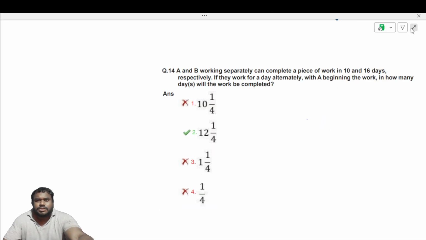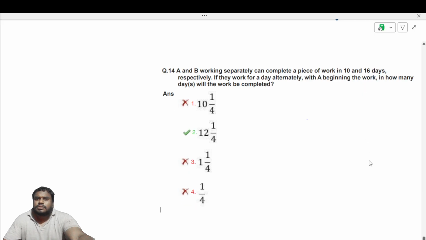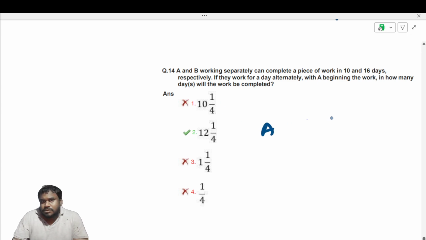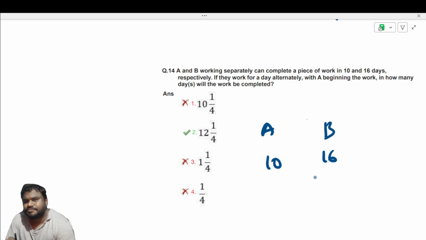A and B working separately can complete a work in 10 days and 16 days respectively. If they work for a day alternately, with A beginning the work, in how many days will the work be completed?